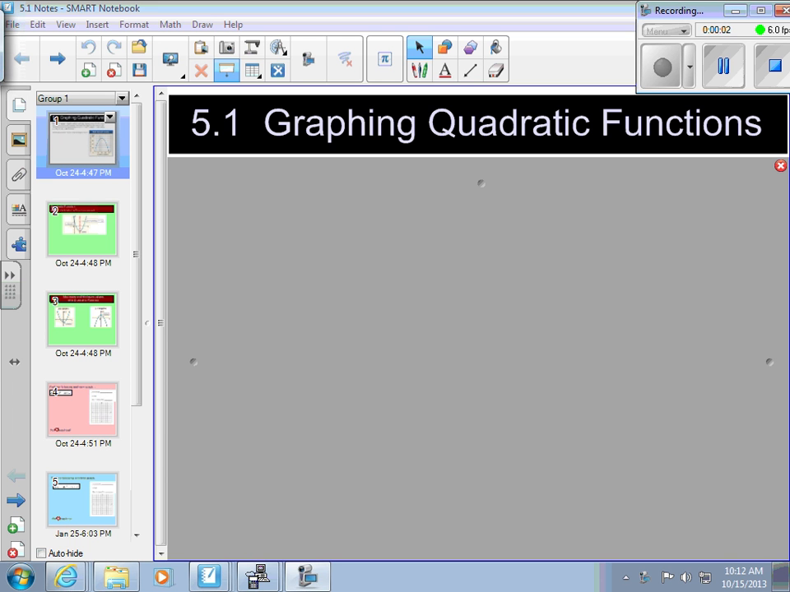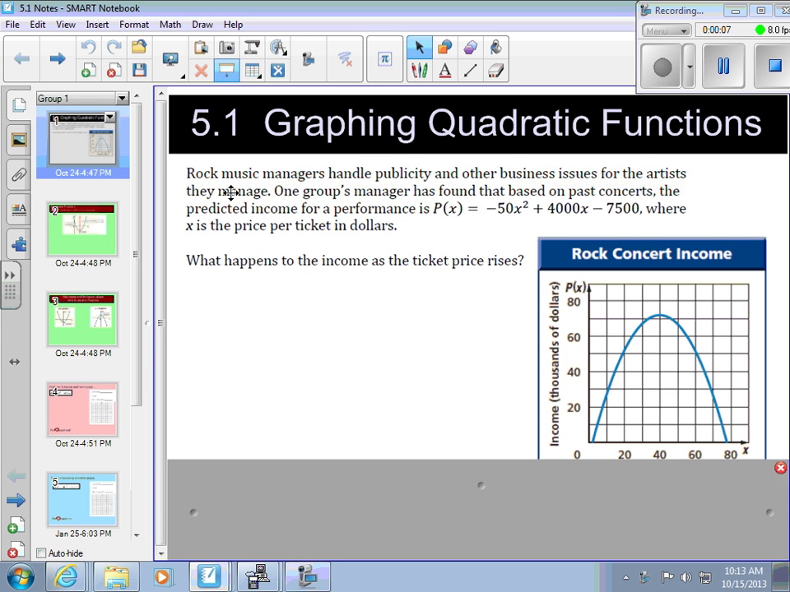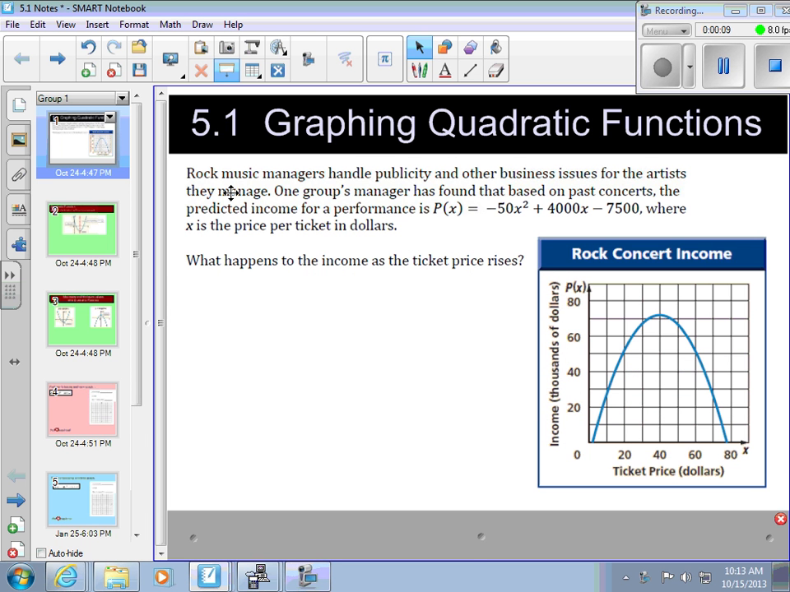Chapter 5, we're going to start out by looking at graphing quadratic equations. On your notes, the first problem talks about rock music managers handling publicity and other business issues for artists they manage. One group's manager has found that based on past concerts, the predicted income for a performance is given by this equation, where X is the price per ticket in dollars.